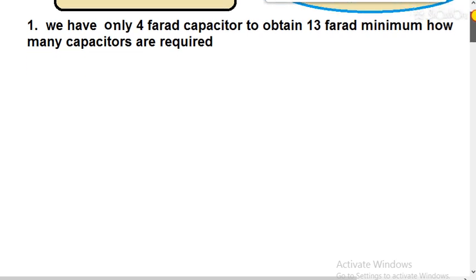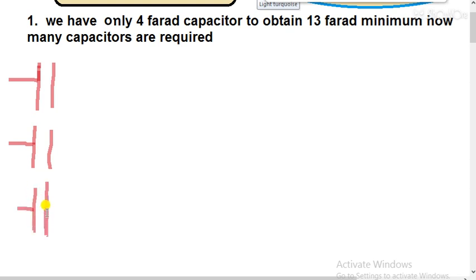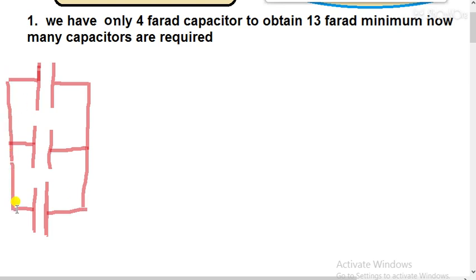Students, I am drawing another circuit through which I can get 13 farad. I have capacitors of 4 farad. Let's suppose this is 4 farad, this one is again 4, and this one is again 4. First, let's suppose I have connected 3 in parallel so that I get 12 instantly. Let's suppose on the left hand side this is point A.